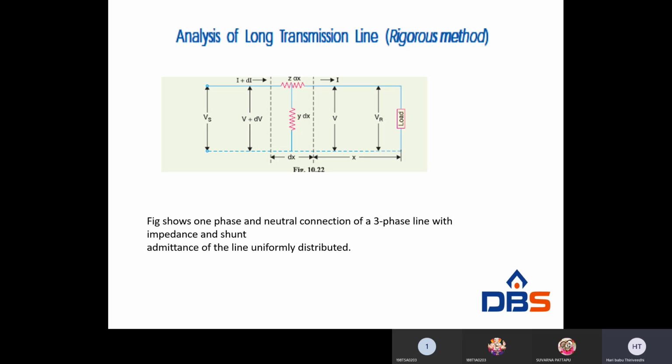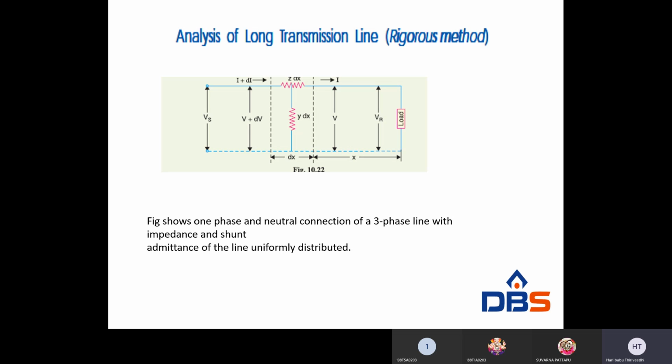Z is equal to the series impedance of the line per unit length. So this is the Z, series impedance of the line per unit length. Y is the shunt admittance of the line per unit length. V is the voltage at the end of the element towards the receiving end. So V is nothing but the voltage at the receiving end. V plus dV is the voltage at the end of the element towards the sending end. V is the voltage at the receiving end, V plus dV is the voltage at the sending end. I plus dI is the current entering the dx element, I is the current leaving the dx element, right?